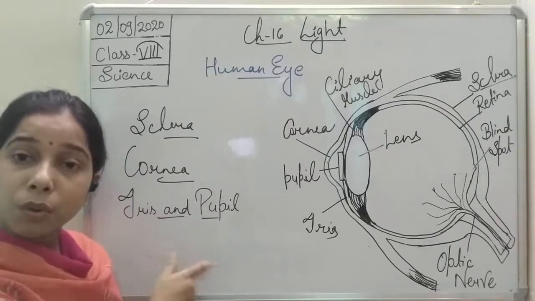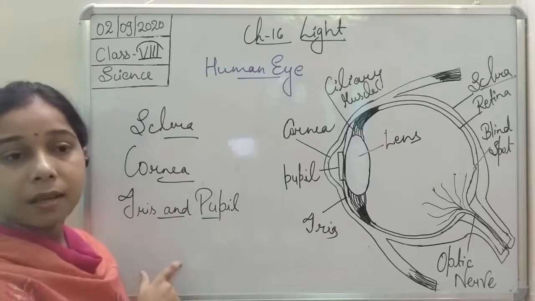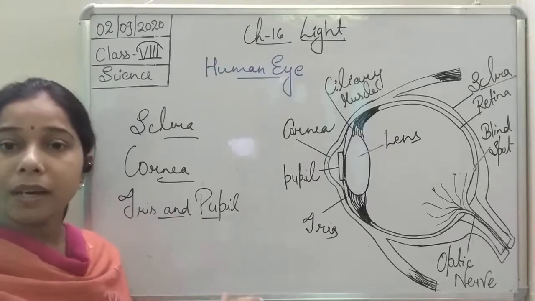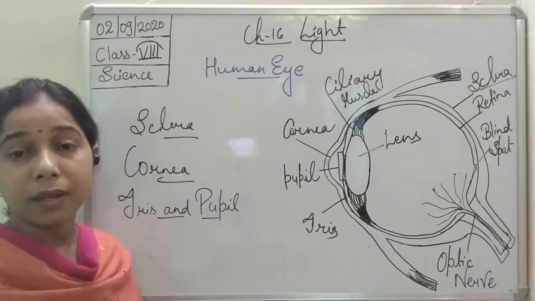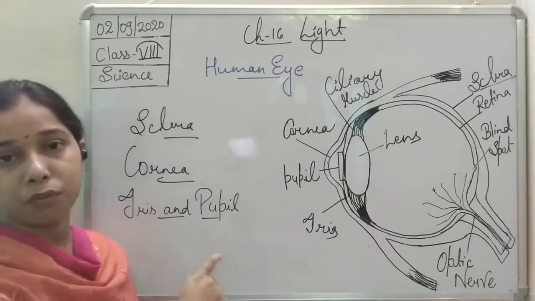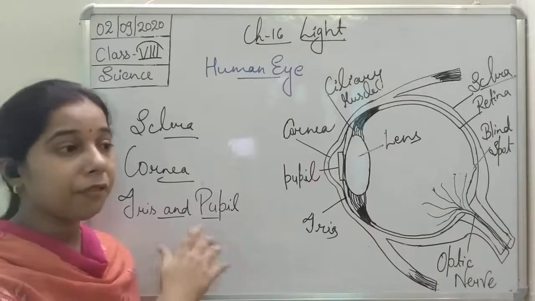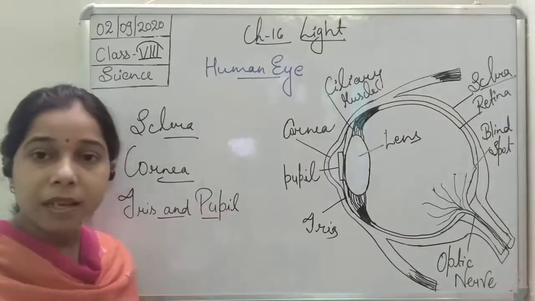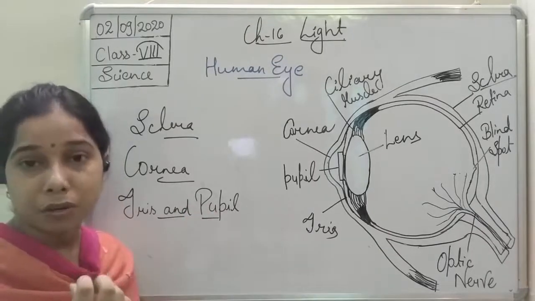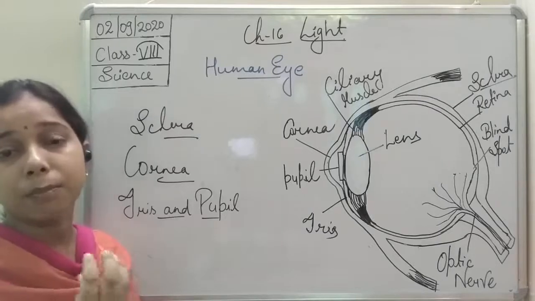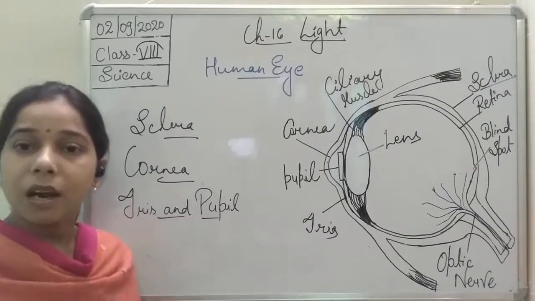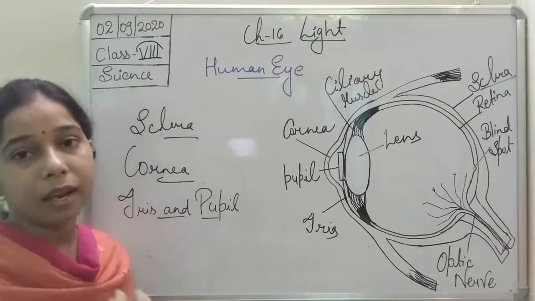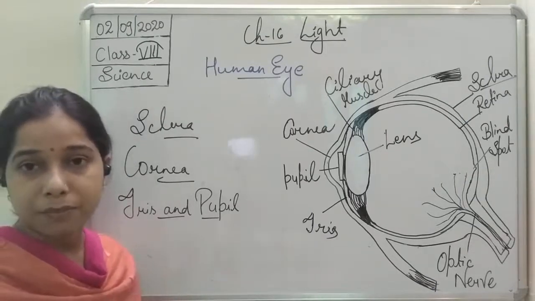Now what is the role of these two, students? Iris helps in regulating the amount of light entering into the eye by adjusting the size of the pupil. If we are going into a bright light, then our iris will contract, making the pupil smaller in size, and thus a small amount of light will enter our eyes.